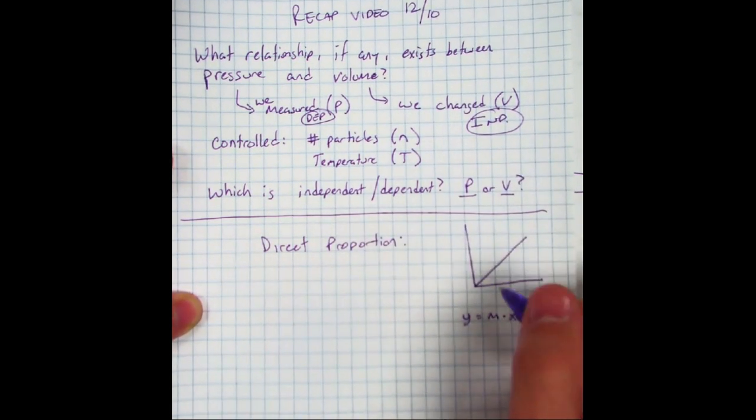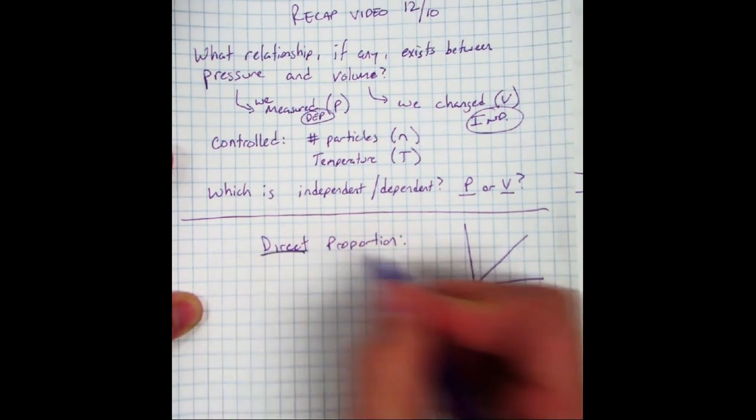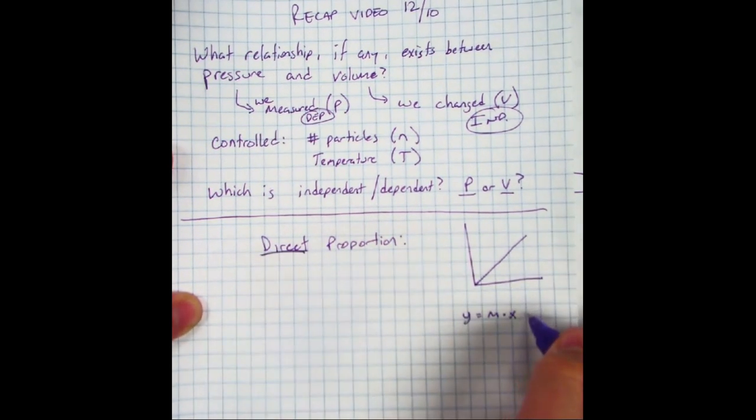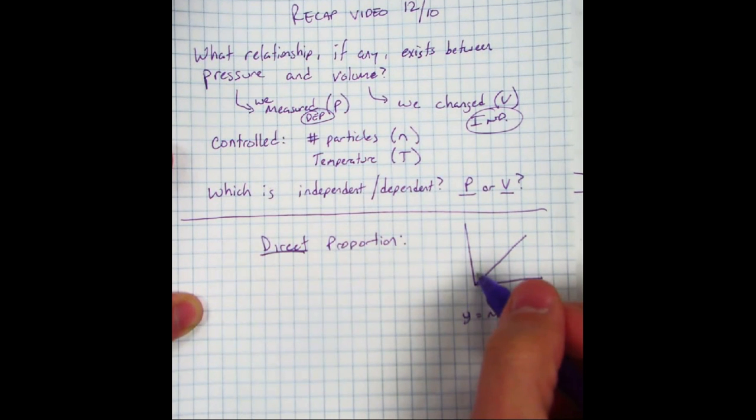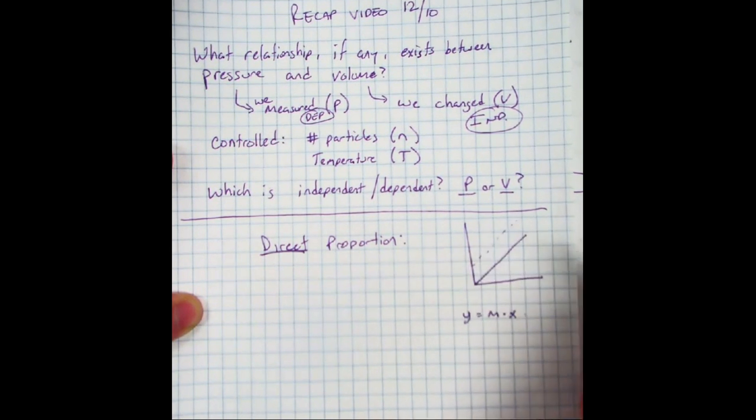People are a little bit loose with the way they say that word. Direct means there's no b. But if we moved this graph up here, it would still be proportional. It just wouldn't be directly proportional.